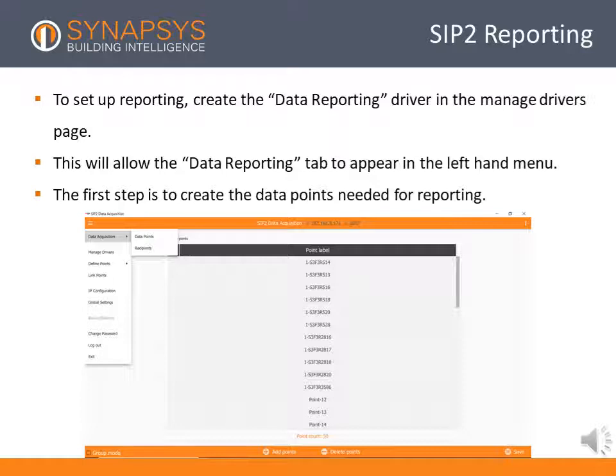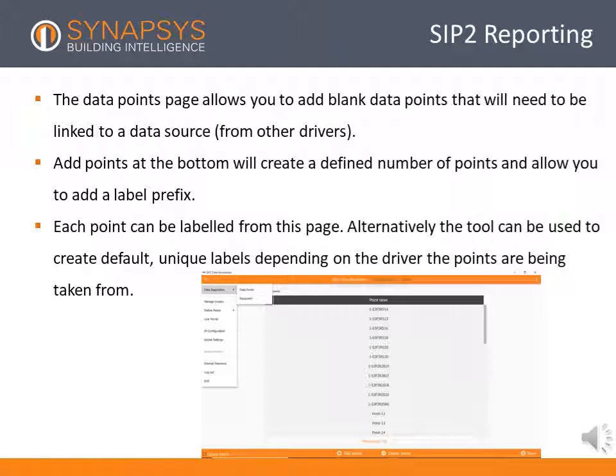The copy and paste buttons can be used to copy point labels out in a CSV format and paste them into an Excel document. These can then be edited and pasted back into the SIP2. Once the points have been configured, they need to be linked to the correct input points. This is done in the Link Points page in the tool, in the same way as interfacing as discussed previously.